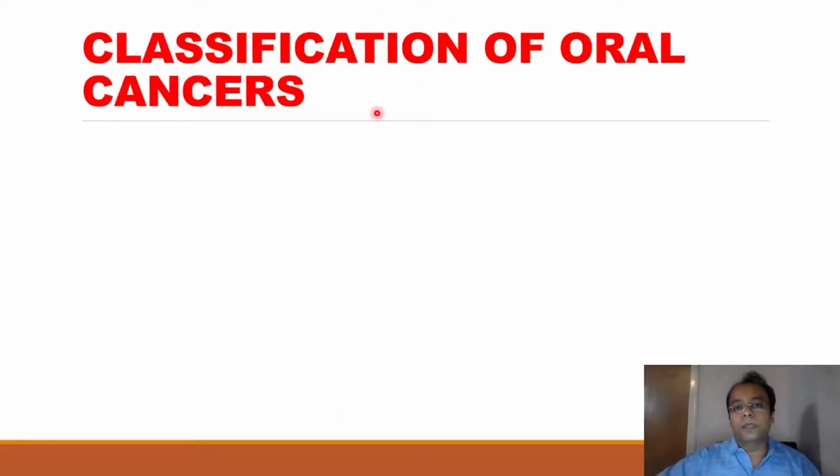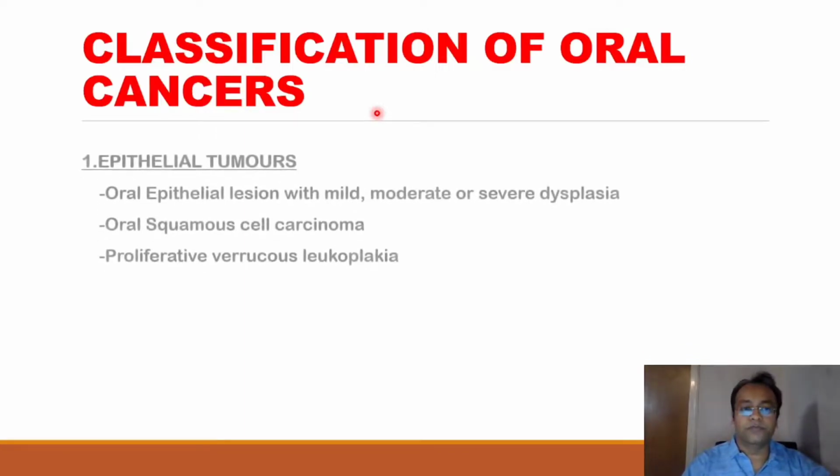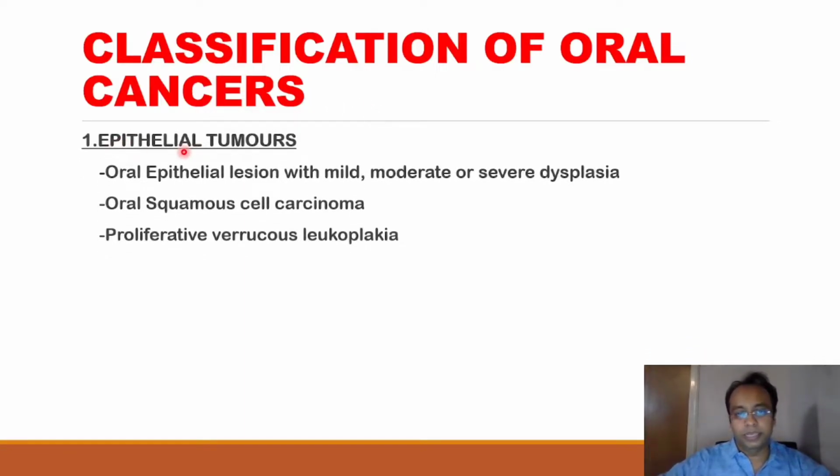Now, first of all, you need to understand the classification of oral cancers as per the World Health Organization classification. The oral cancer can be divided in various ways. The first category is epithelial tumor, which includes oral epithelial lesions with mild, moderate and severe dysplasia, which is a precancerous lesion, or we can say carcinoma in situ, intraepithelial neoplasia, right? Then it could be in the form of proliferative verrucous leukoplakia. The third example is oral squamous cell carcinoma, which we are going to discuss in today's lecture.